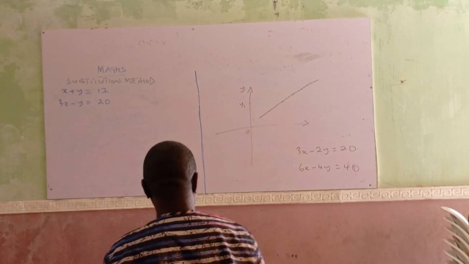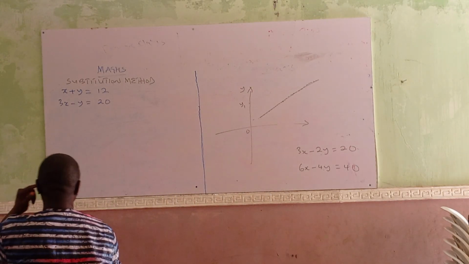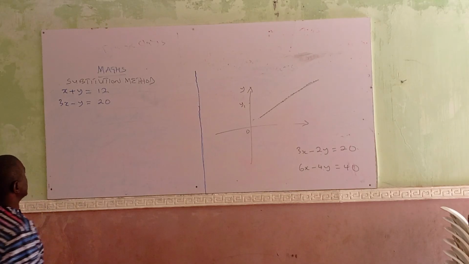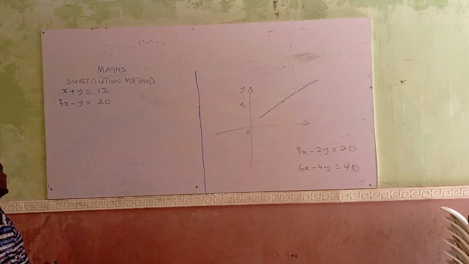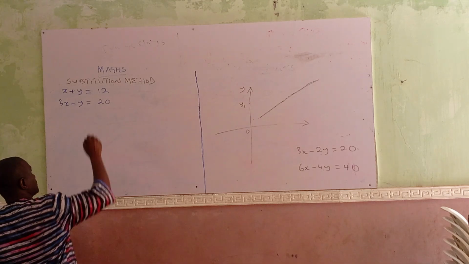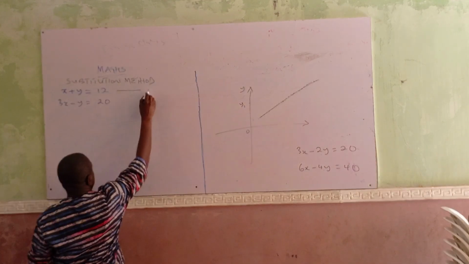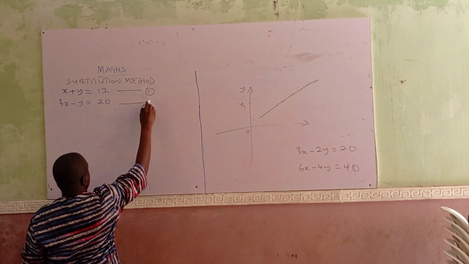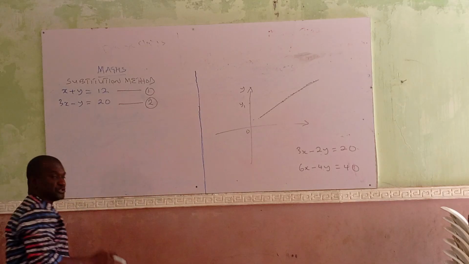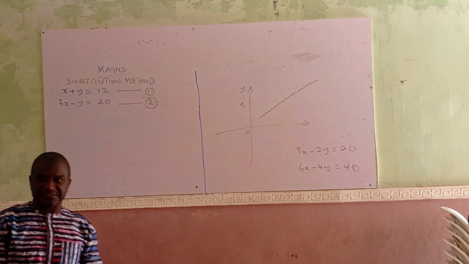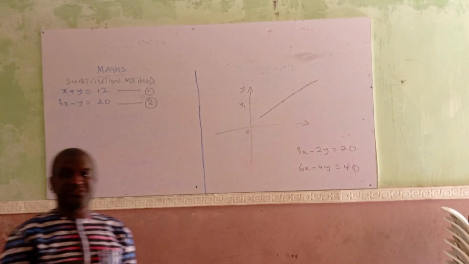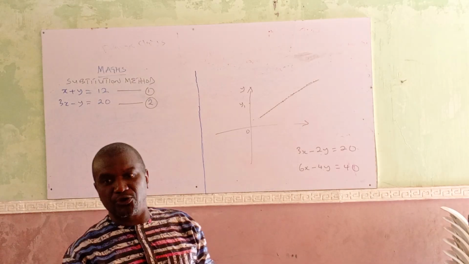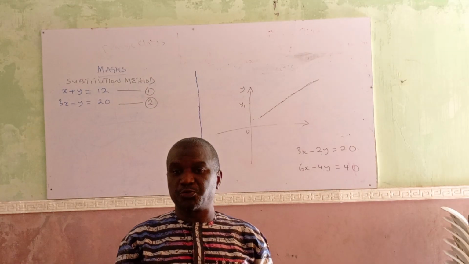Now let's go back to our substitution method. Look at it. The first thing you have to do, just like the way you do it in elimination, is to number your equations. So this one will be equation 1. This one will be equation 2. Why are we numbering them? For reference. You want to make reference to any of the equations, then you use the number.